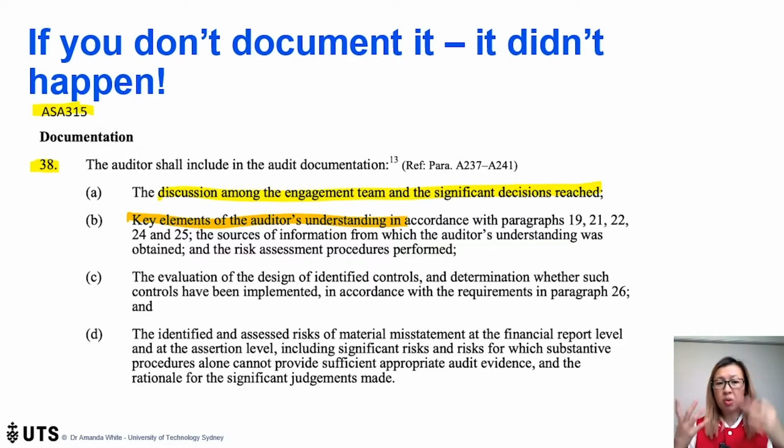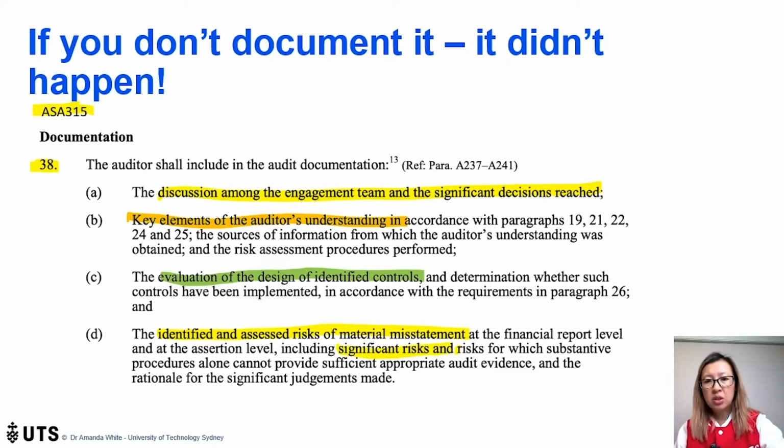Who did I talk to? What risk assessment procedures did I do? Let me look at the design of the internal controls. Have I documented it? Have I identified the control activities and identified the weaknesses? And then, lucky last, it says, we've identified the risks of material misstatement. We've identified our significant risks and risks for which substantive procedures cannot provide sufficient appropriate evidence.